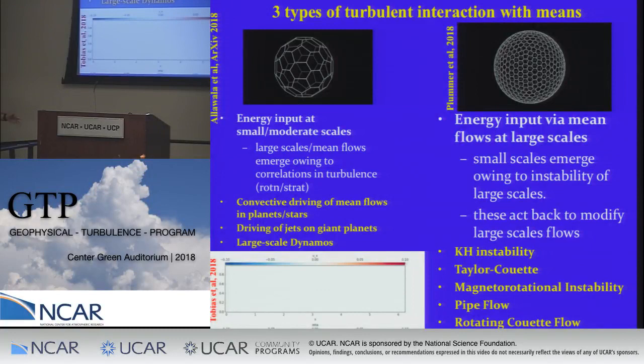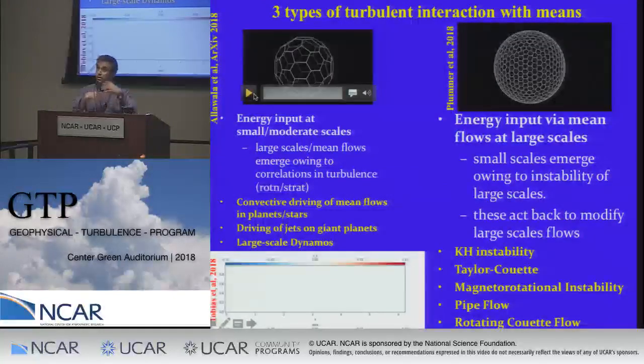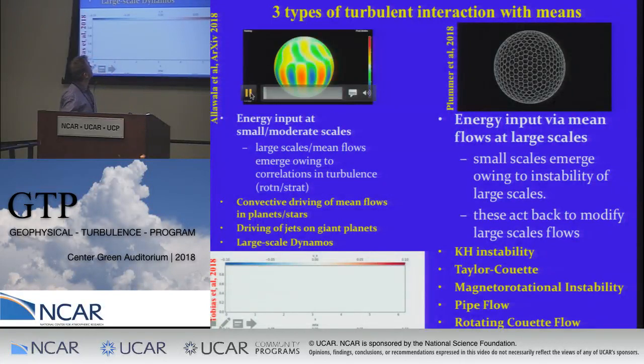So we're going to get mean flows emerging from small scale interactions. And in this case, let me get some movies. We're going to have a large scale which is going to go unstable, and then that's going to lead to turbulence, which is going to readjust the large scales to marginality. So this is a well-known problem.